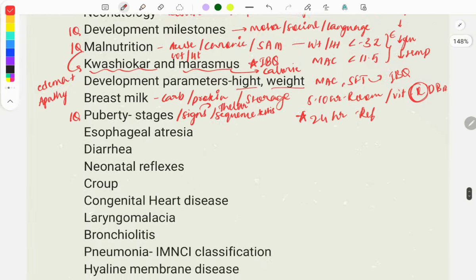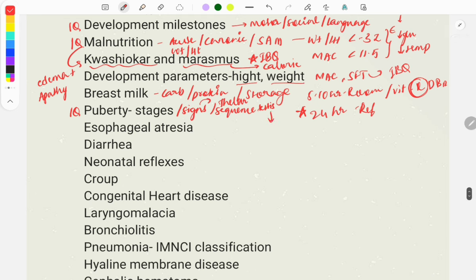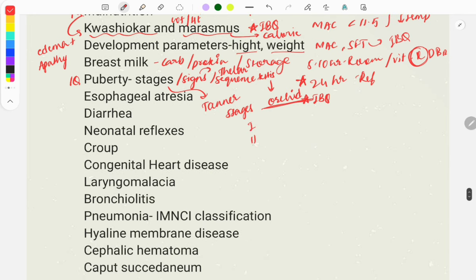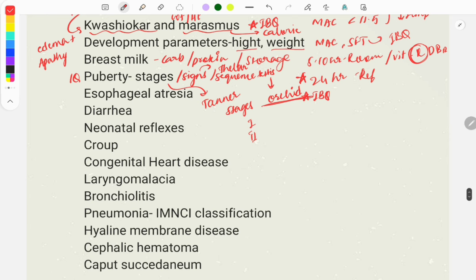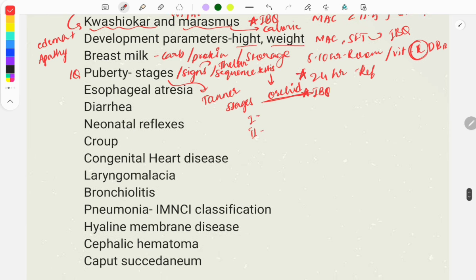And how do we assess the testis size? We will be doing it by using the orchidometer. So an image based question can be asked on this, so look at the image of the orchidometer. And the staging of the puberty is done by the Tanner stages. This Tanner staging is classified into stage 1, 2, 3, 4 and 5, and you need to look at which findings are seen in the first stage, which findings are seen in stage 2. Okay. Alright guys, then moving on to the next. So this was some of the general pediatrics related topics.